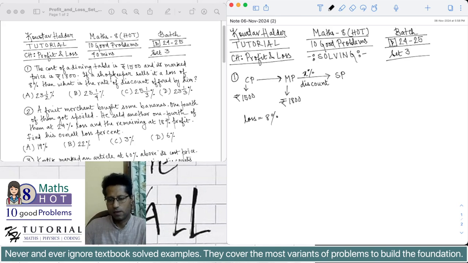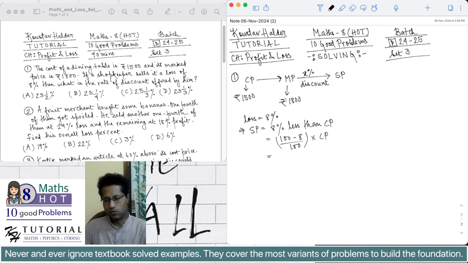So we have a loss of 8%. This implies that the selling price will definitely, the loss of 8% is based on the fact that the selling price is less than the cost price. So we can say that the selling price has to be 8% less than cost price, because a loss of 8% means that the selling price is 8% less than cost price. 8% less than cost price means 100 minus 8 divided by 100 multiplied by CP.